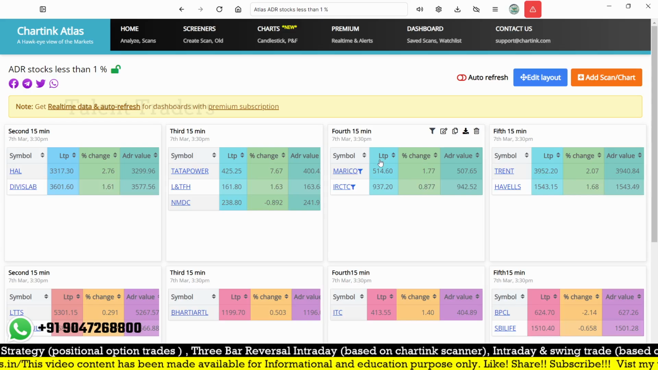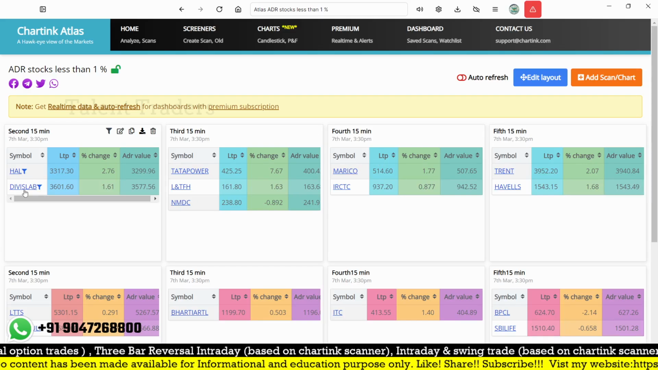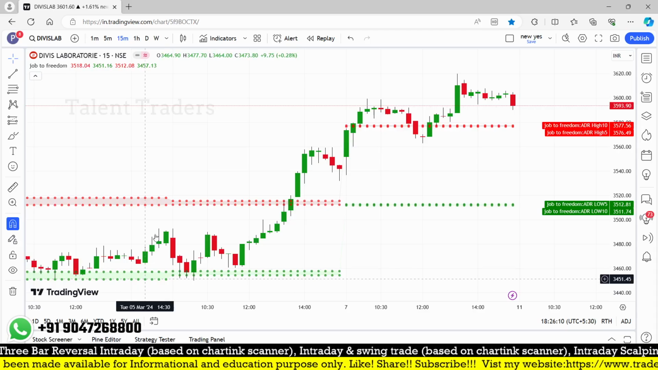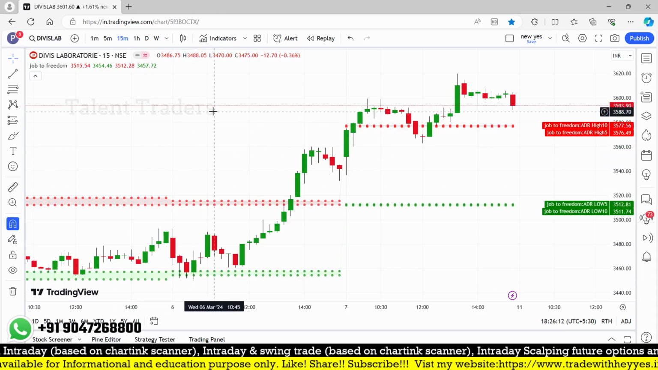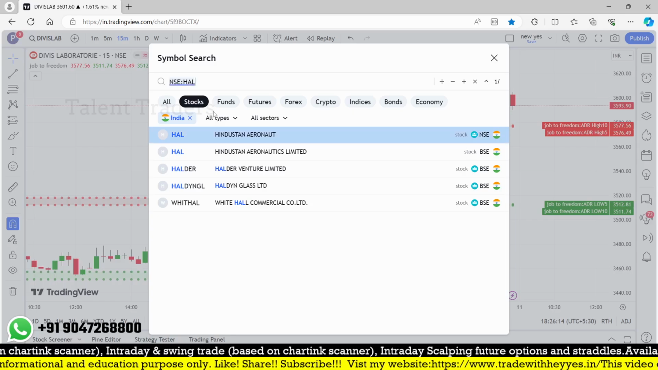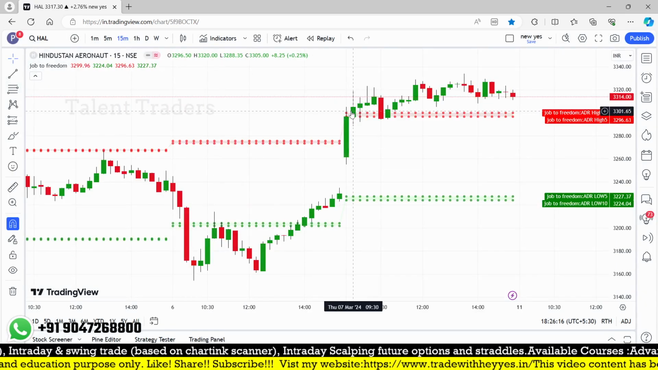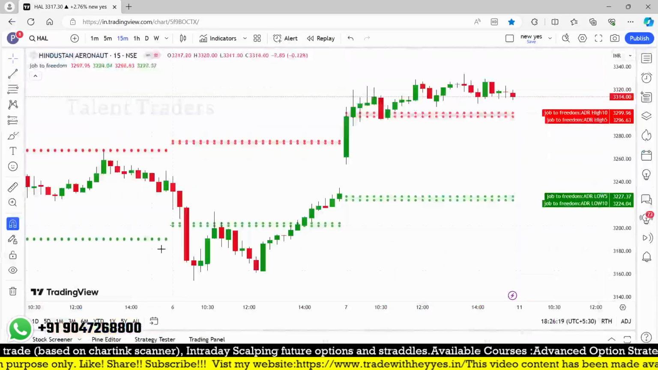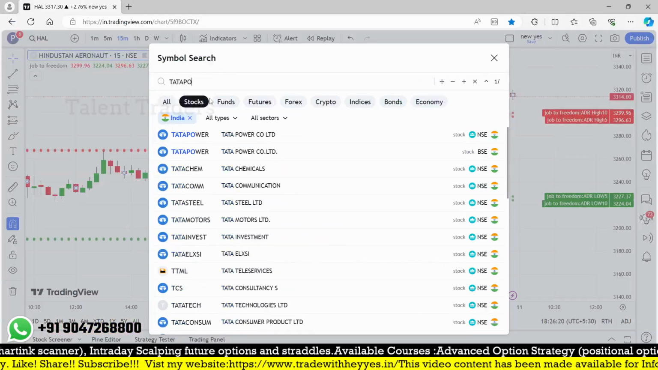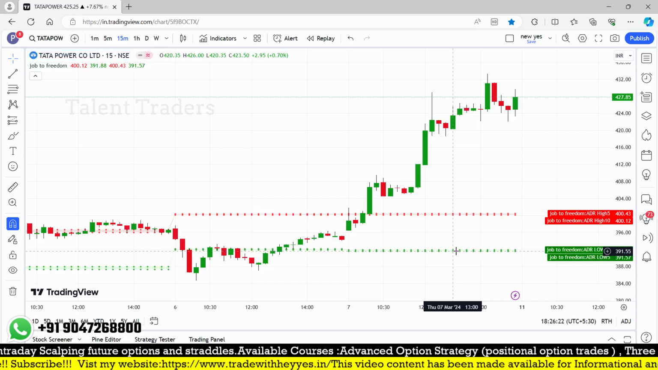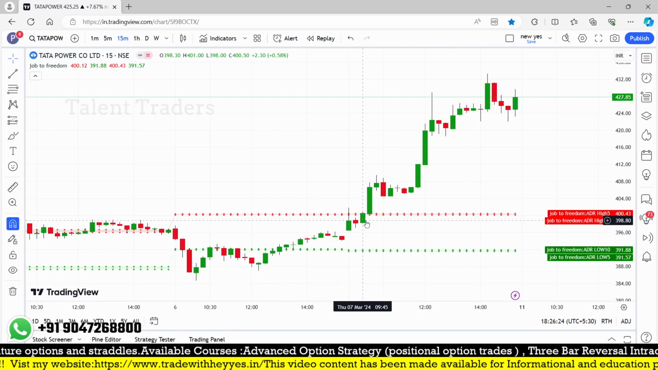The second one, less than 1%: you can see HAL and Divi's Lab would be the only stocks shown in this list less than 1%. We saw Divi's Lab and HAL in the second candle. And for the third candle: Tata Power and L&T Finance Holdings. Here is the third candle.